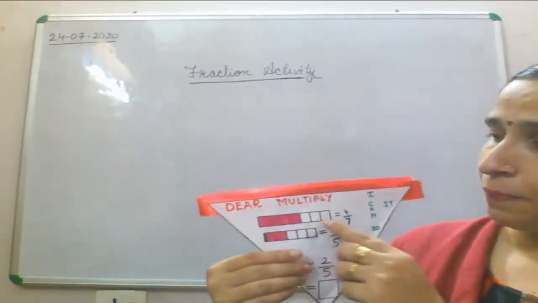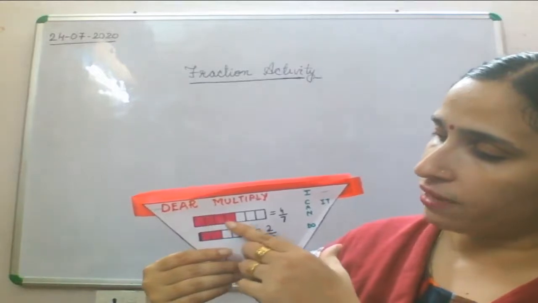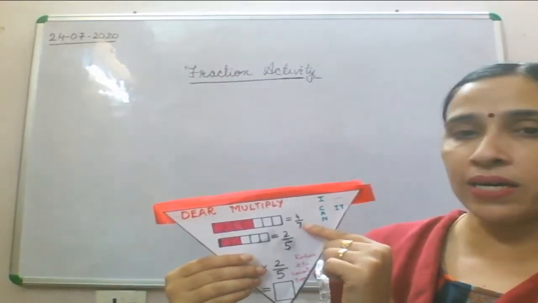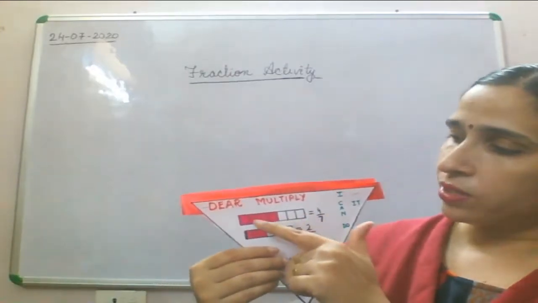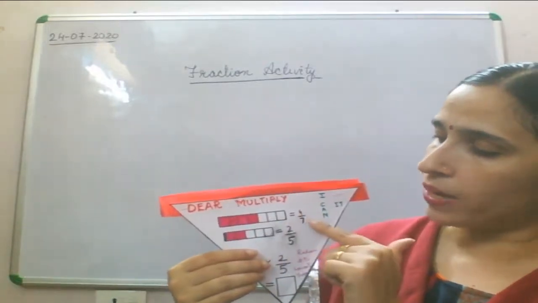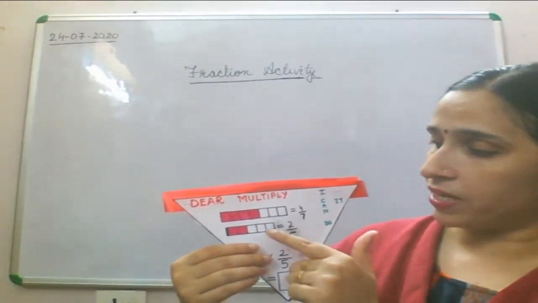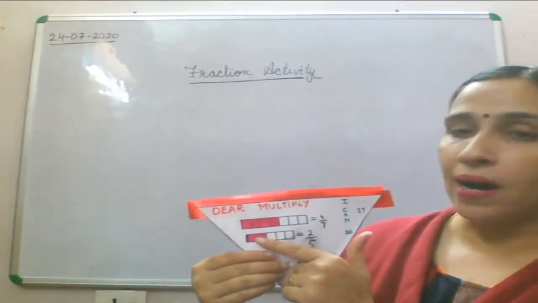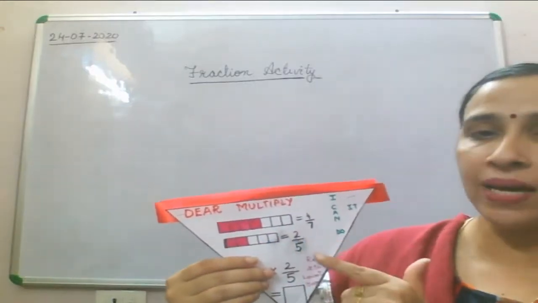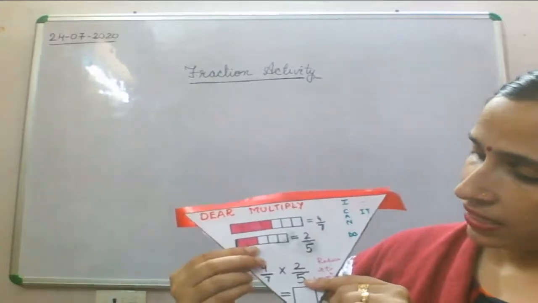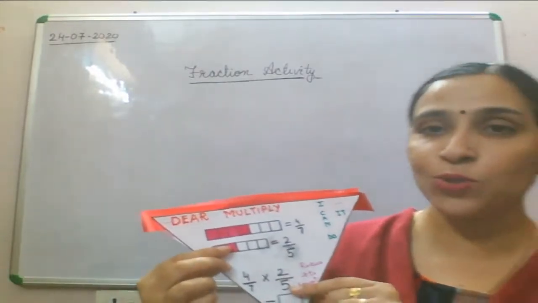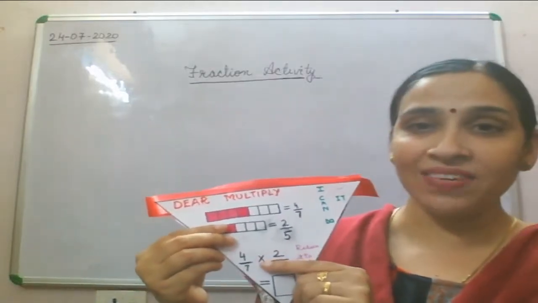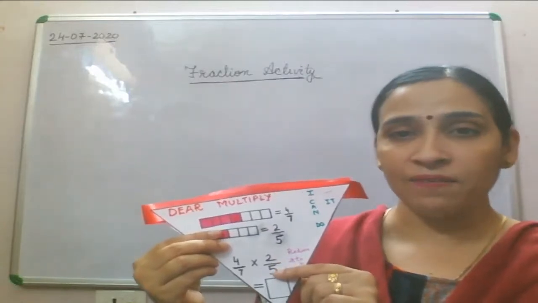So now what we have done here, again we have taken 1, 2, 3, 4, 5, 6, 7 equal parts, and out of those 7 equal parts I have shaded 4 parts. Now the total becomes 4 by 7. Next I have taken 5 equal parts, and out of 5 I have shaded 2 parts. So that becomes 2 by 5. Then, dear multiply, I am going to do the multiplication. So let's start doing multiplication here: 4 by 7 will be multiplied by 2 by 5.